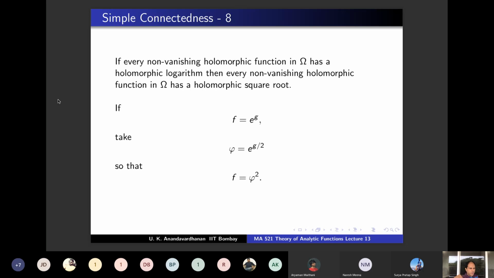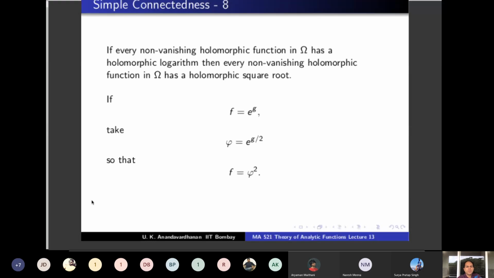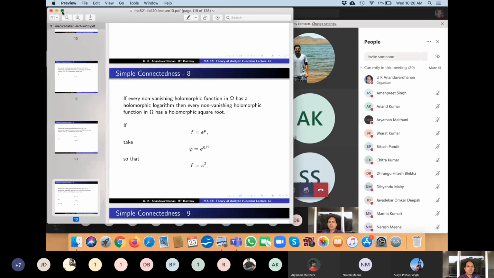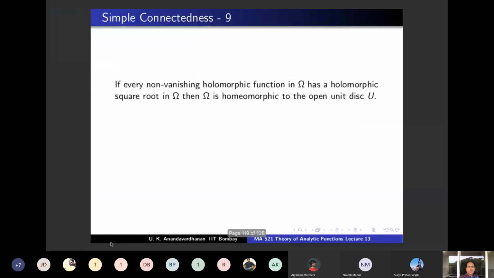So what remains? So we have 9 characterizations. The remaining claim is that if every non-vanishing holomorphic function has a holomorphic square root on omega, we have to show that omega is homeomorphic to the open unit disk, right? We have been showing 1 implies 2, 2 implies 3, etc. 3 implies this. Finally we got this. We have to show that 9 implies 1. This is the 9th statement, that every non-vanishing holomorphic function has a holomorphic square root, and we have to show that omega is homeomorphic to the open unit disk.